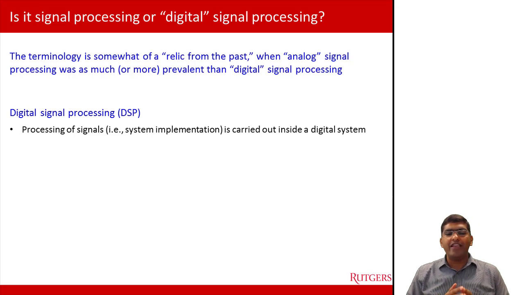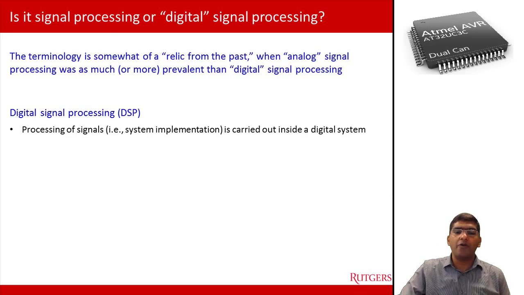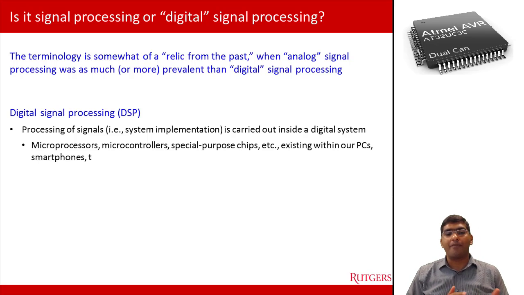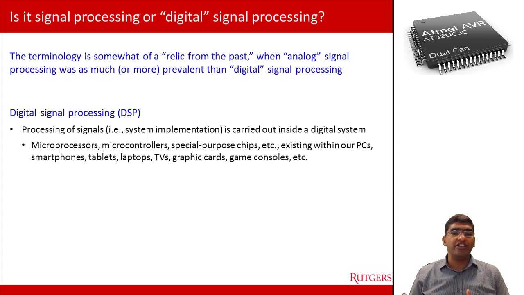I haven't given you the definition yet, so let's talk about what exactly we mean by digital signal processing. Well, DSP, or digital signal processing, is basically processing of signals or implementation of systems where the implementation is carried out inside a digital system, digital hardware, which could range from microprocessors, microcontrollers, special purpose chips that exist in our cell phones, PCs, tablets, and so forth.